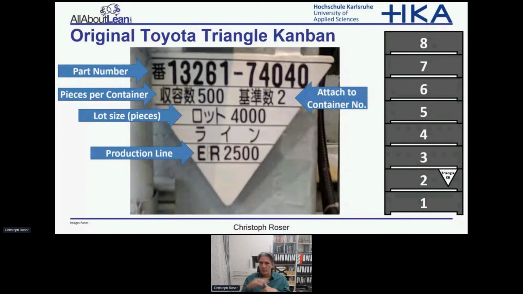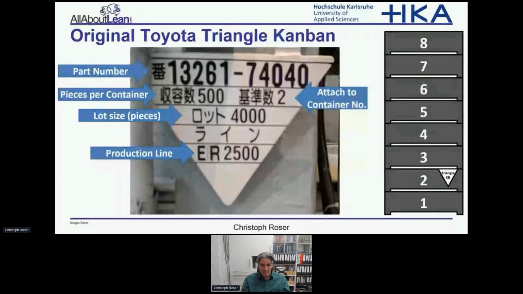Then you consume box 8, box 7, box 6, box 5, box 4, box 3. And when you get to box number 2, you get to the Kanban and then you reproduce. Box number 2 and box number 1 last long enough until you reproduce the parts. So that's the triangle Kanban, also a very interesting approach.